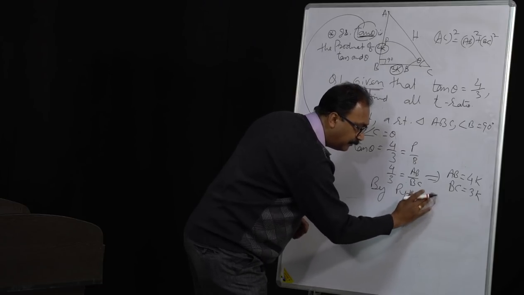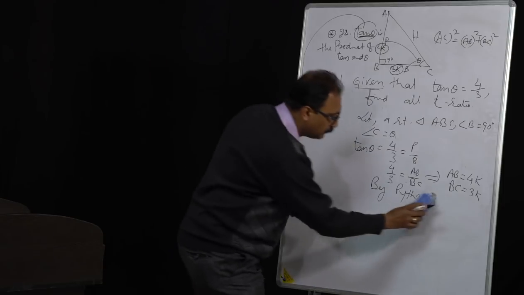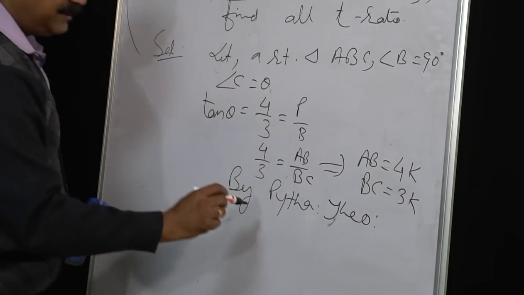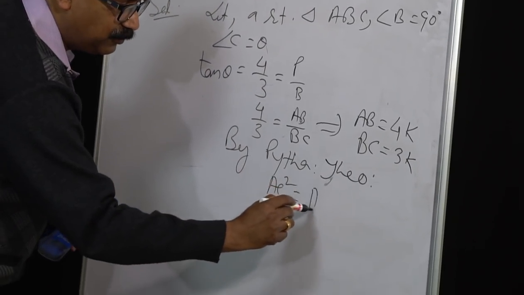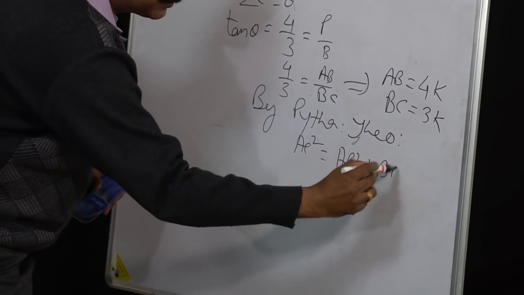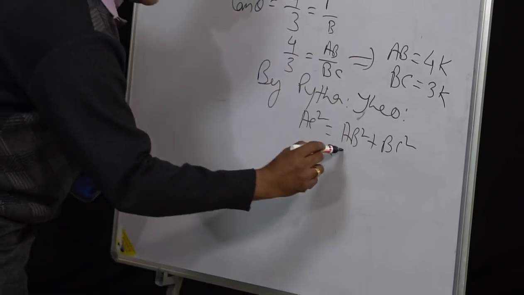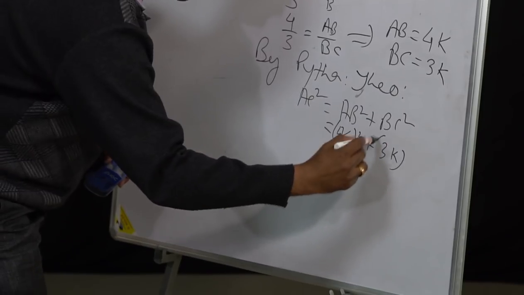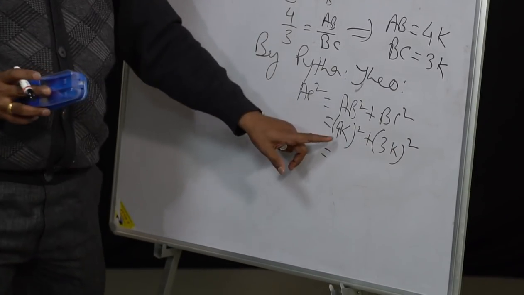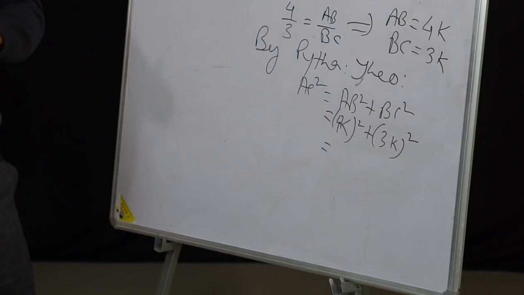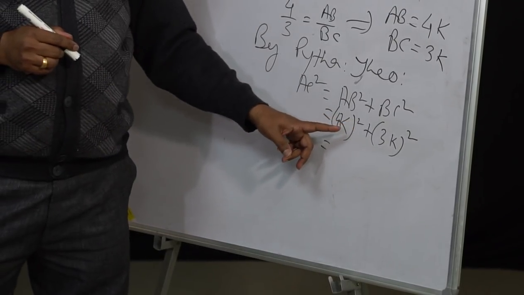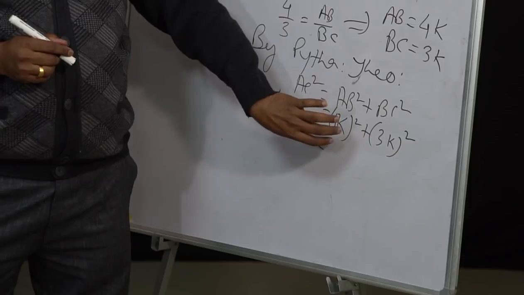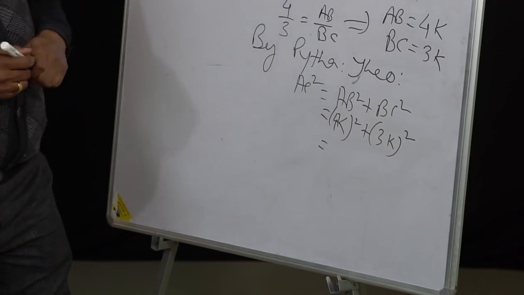You can write the Pythagoras theorem in short form like this. What is that? AC square is equal to AB square plus BC square. What is AB? 4K whole square and 3K whole square. When you say whole square, both are under the square. Please try to remember this, because many times students write 4K square, they make the square but forget to square K. That's why I am using this word whole. Whole means everything inside, okay.